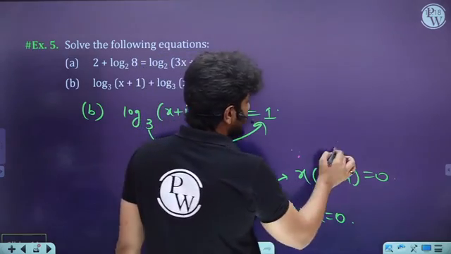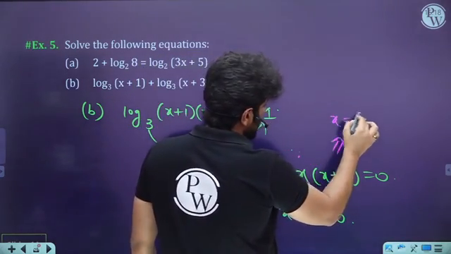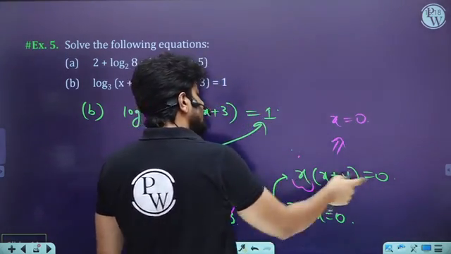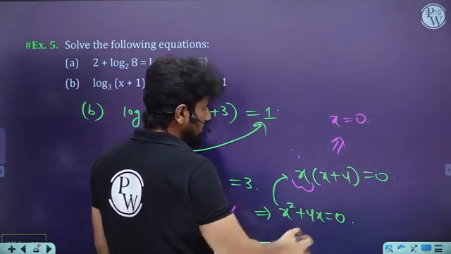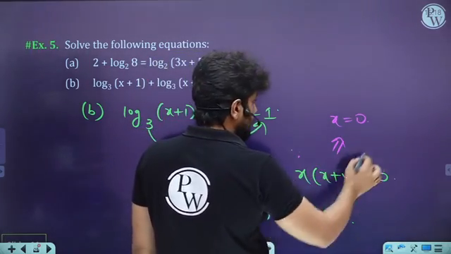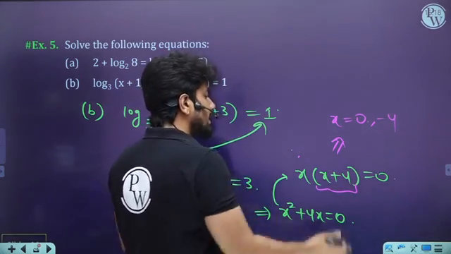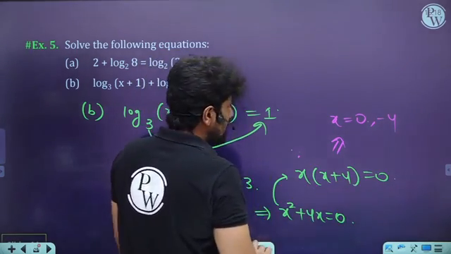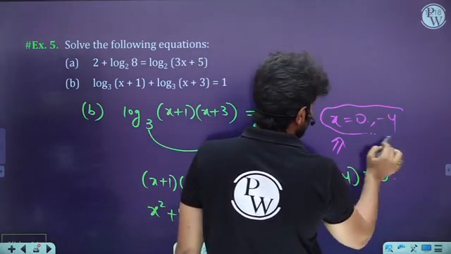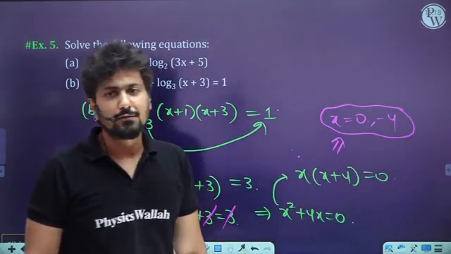The roots are x is equal to 0. If x becomes 0, this entire thing will become 0. 0 equal to 0. Or x is equal to minus 4. Because if you put x is equal to minus 4, this thing becomes 0 and this entire thing becomes 0. So these are the two roots. These are the two values of x we are getting from here, 0 or minus 4.